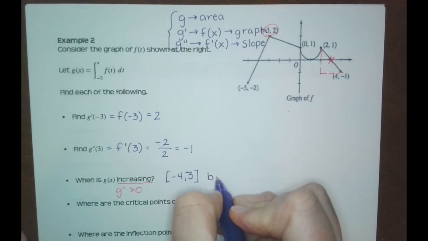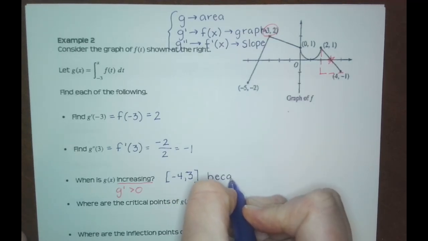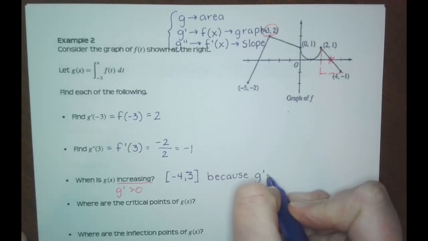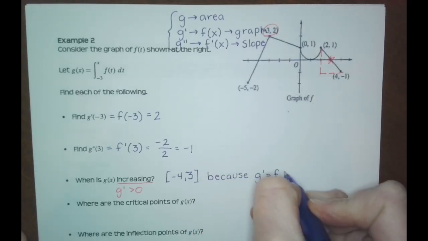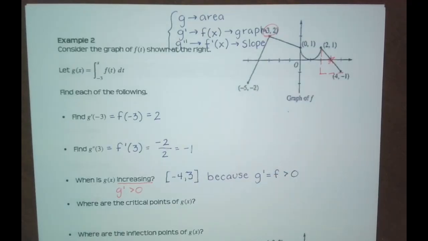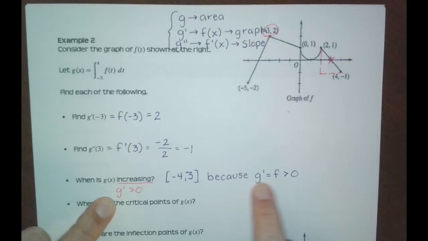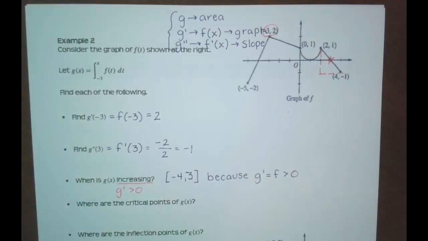Negative 4 to 3, because g prime, which is really f, is positive. Okay, so I know that for G to be increasing, I need G prime to be positive. If we're talking about F, though, we need to make sure we make this connection between G prime and F. Okay, so we're saying G prime is the same as F and F is positive.